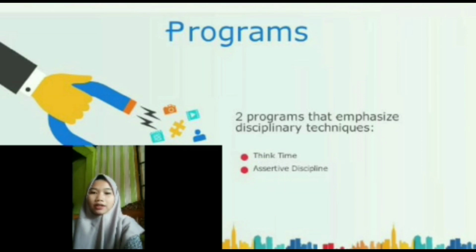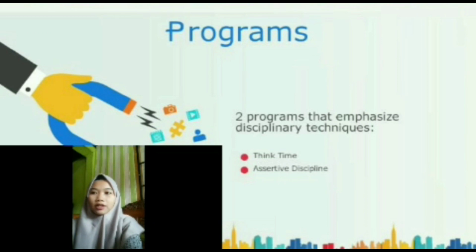Think time, according to Nelson and Carr's statement in 1999, is a highly structured program that has been shown to decrease disruptive behavior in students as well as increase student engagement, as Sugai and Colvin stated in 1996 in a review of the research. It has three basic goals.